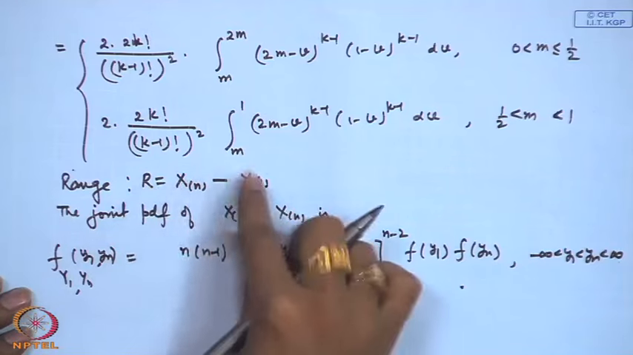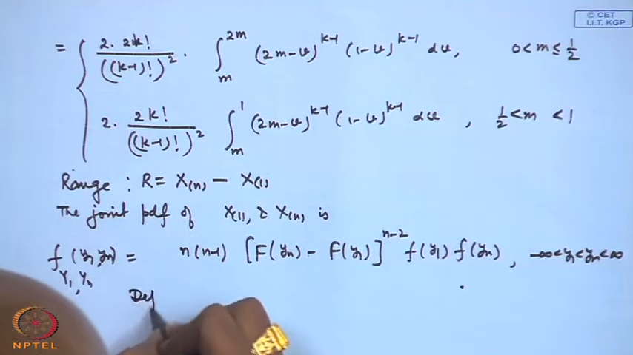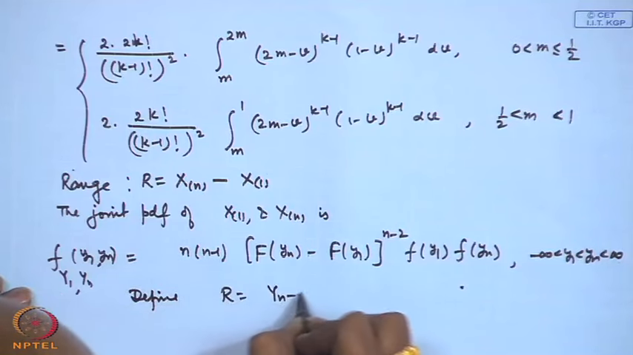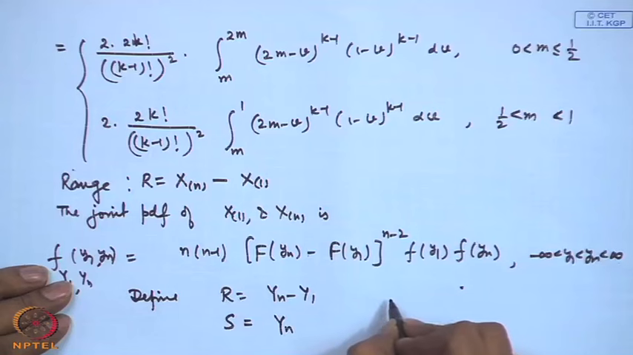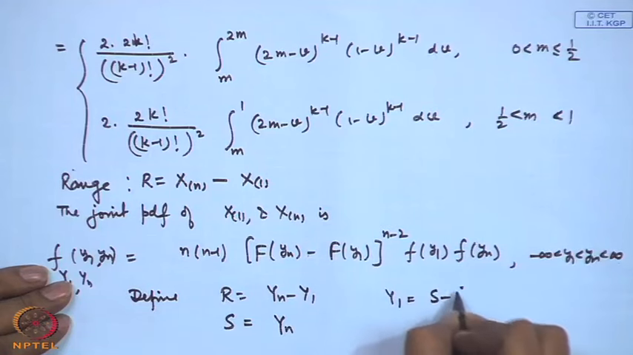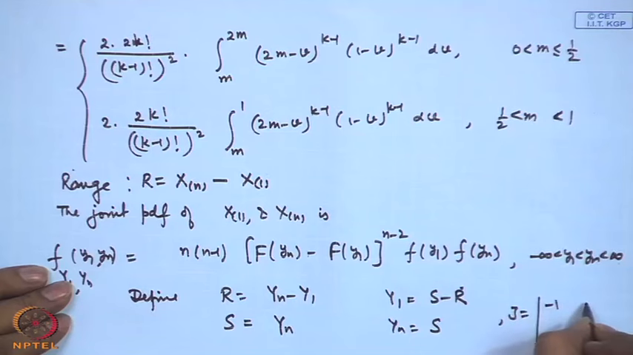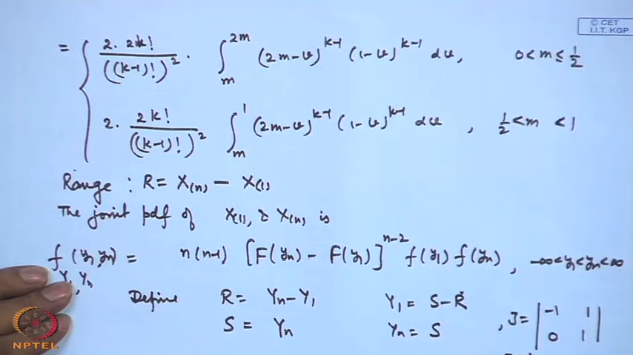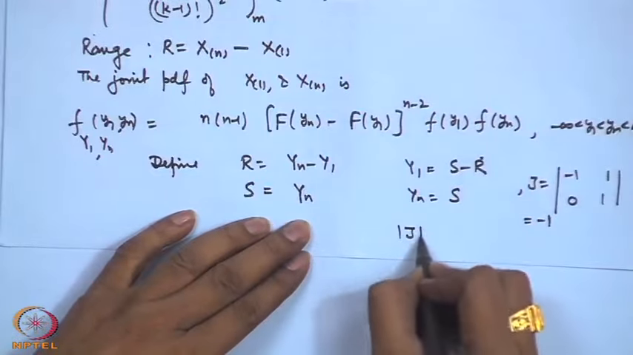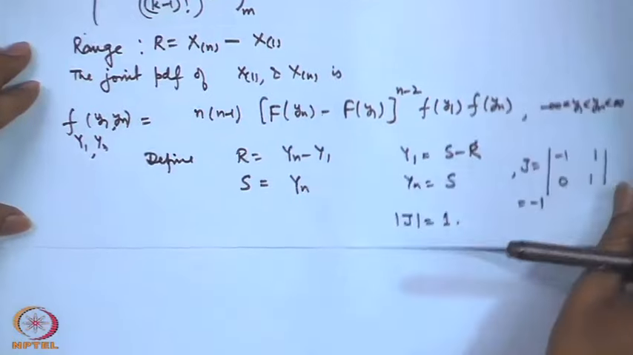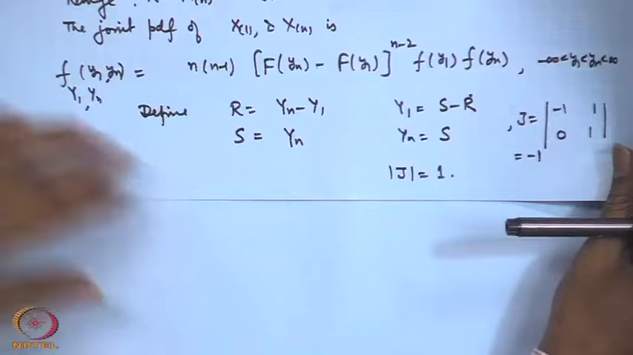In order to obtain the distribution of this, we define the transformation r is equal to y_n minus y_1, and then you take some new variable, say s is equal to say y_n. So, if you take the reverse of this, you will get y_1 is equal to s minus r and y_n is equal to s. If I consider the Jacobian, I will get minus 1, 1, 0, 1, so that is equal to minus 1. If I take the absolute value of this, that becomes equal to 1. So, we can easily write down the joint distribution of r and s now.